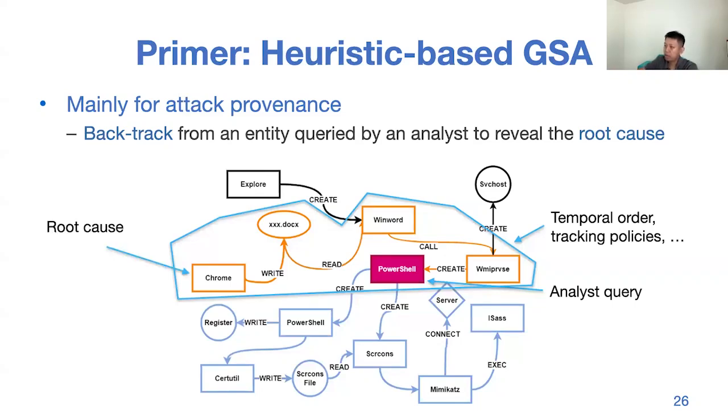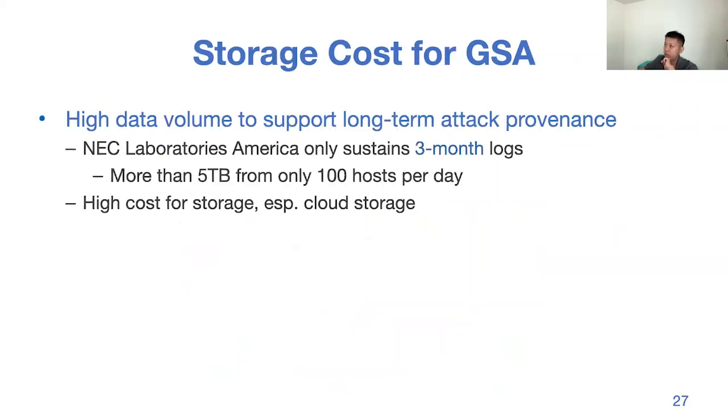Okay, so then the Chrome can be the root cause in this case. So even though the algorithm is not too complicated, if you want to support long-term attack provenance in the enterprise setting, you will have to deal with the storage issue, because you will have to keep a large amount of data to represent its complete history.